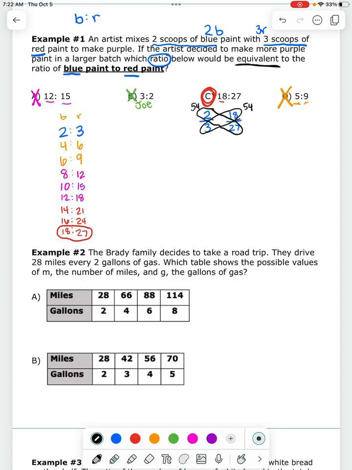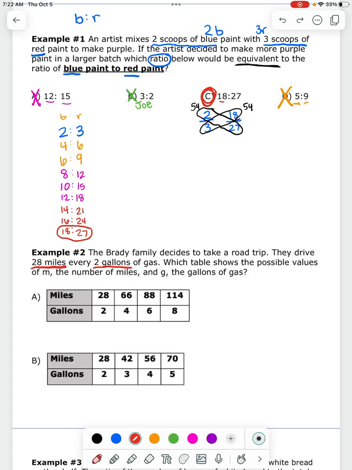The Brady family decides to take a road trip. They drive 28 miles every 2 gallons of gas. Which table shows the possible values of M, the number of miles, and G, the gallons of gas? So we have 28 miles every 2 gallons. So 28 miles every 2 gallons, 28 miles every 2 gallons. Okay, so those are both correct here.